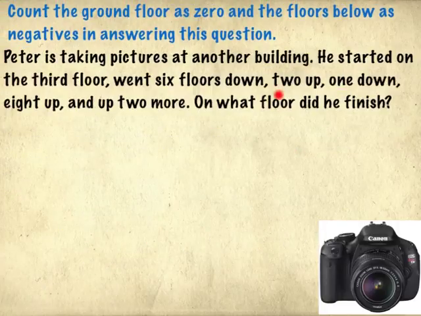So here's one, and this one thankfully doesn't have all that garbage about what he was doing on each floor. We're still going to count the ground floor as 0 and the floors below as negatives in answering this question. Peter is taking pictures at another building. He started on the 3rd floor, went 6 floors down, 2 up, 1 down, 8 up, and up 2 more. On what floor did he finish? So pause the video here and see if you can figure that out.